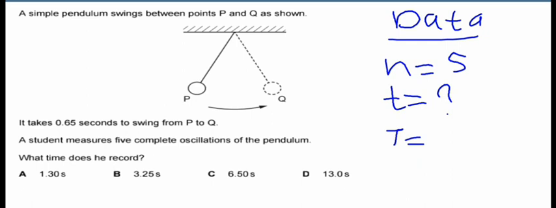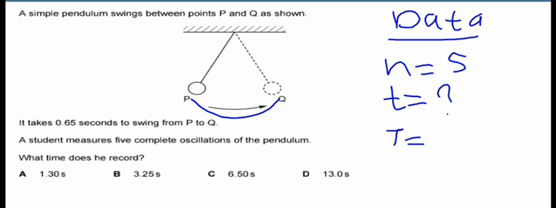Now let's look at the time that we are going to obtain when the bulb moves from P up to Q and back to the same position, which is P. Mind you, when this student was recording the time, he just recorded the time when the bulb moved from P up to Q, which was 0.65 seconds. Now, this one wasn't the complete oscillation. So we need to obtain the time for one complete oscillation.